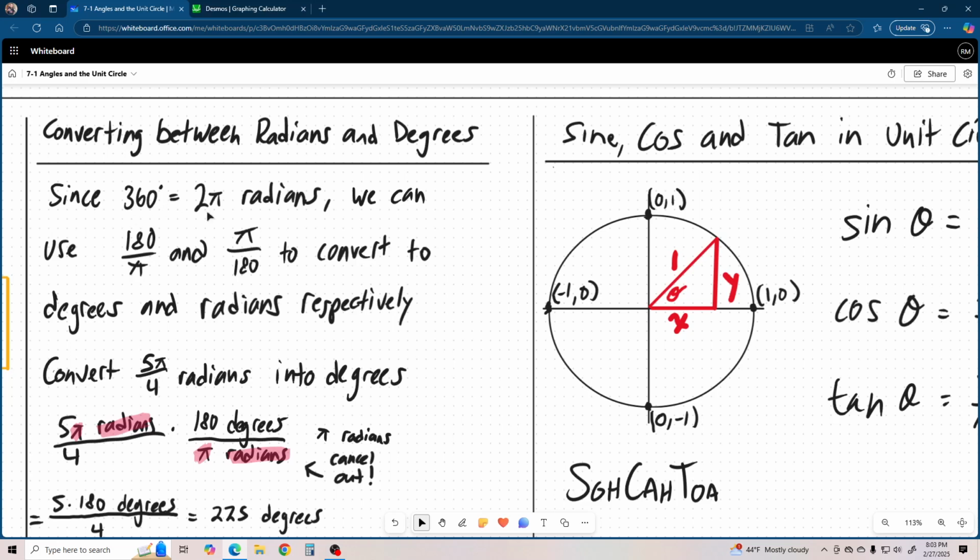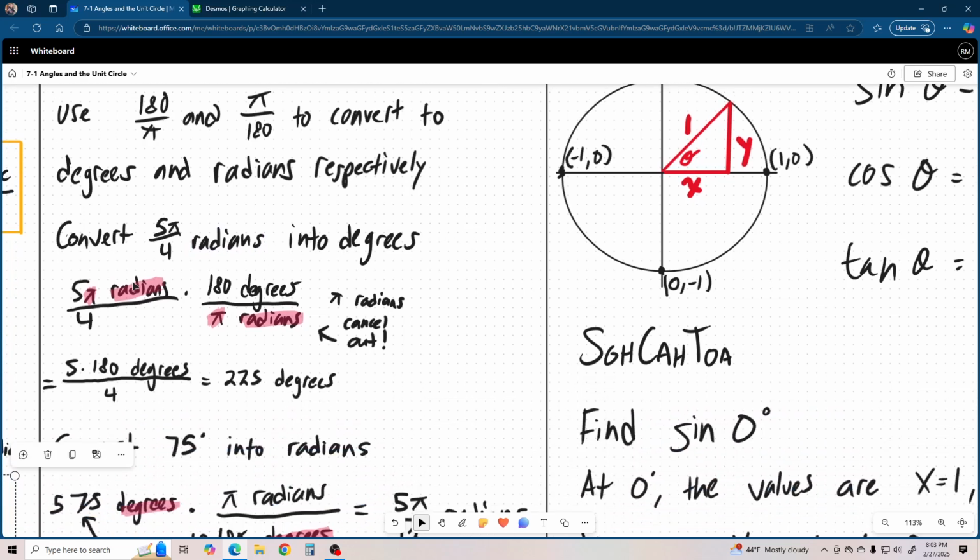Since 360 degrees equals 2 pi radians, we can use 180 over pi and pi over 180 to convert to degrees and radians respectively. So if we're trying to convert 5 pi over 4 radians into degrees, we take our initial value, 5 pi over 4 radians, and multiply it by the formula that puts the thing we need on top, right? So we're going to do 180 degrees over pi radians. Remember, 180 degrees and pi radians are the same. So this is like saying 2 over 2, which just equals 1. So we can multiply by 1 all day, and it doesn't change anything.